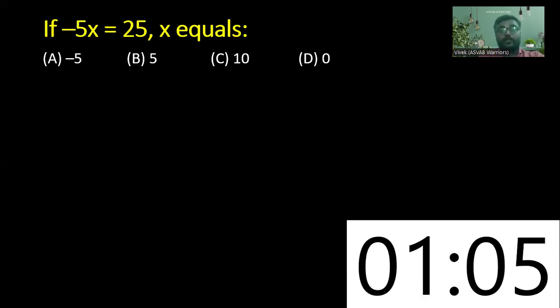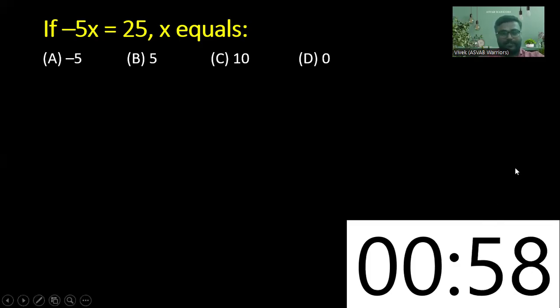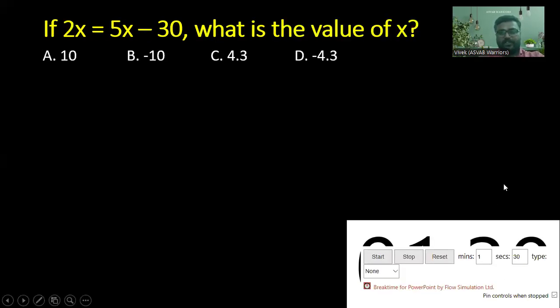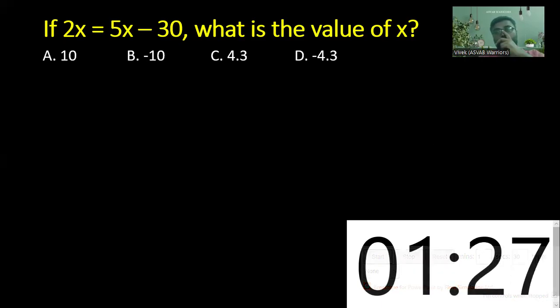So negative 5x equals 25 means you're going to divide both the sides by negative 5. 25 divided by negative 5 will be negative 5 itself. Let's move on. Here, guys, solve this question. Now you have variable on both the sides.